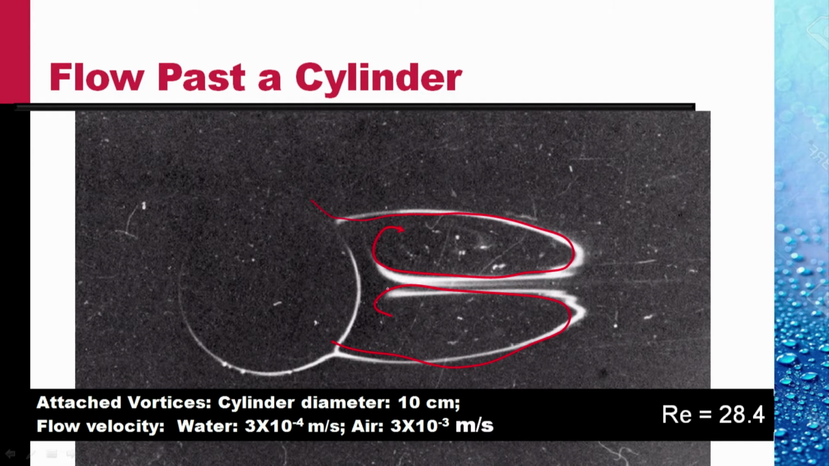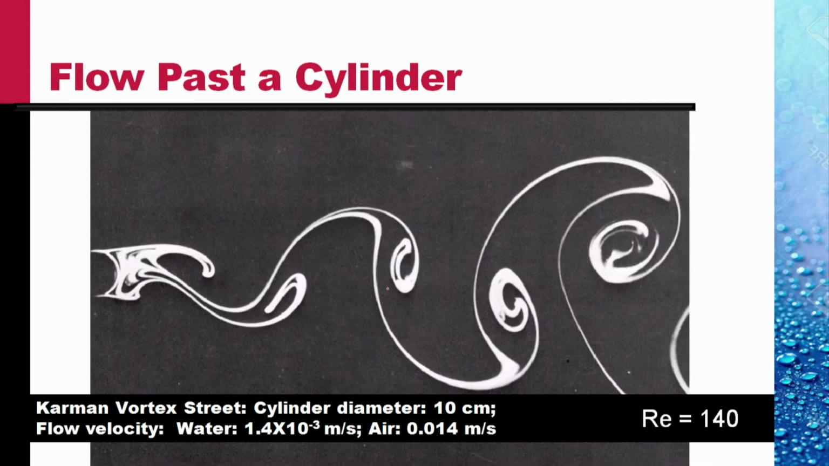As the flow speed increases further, a beautiful picture emerges. These vortices that were attached in the previous picture now are shed from the cylinder one at a time. First at the top, then at the bottom, then at the top, then at the bottom, with a marked regularity.